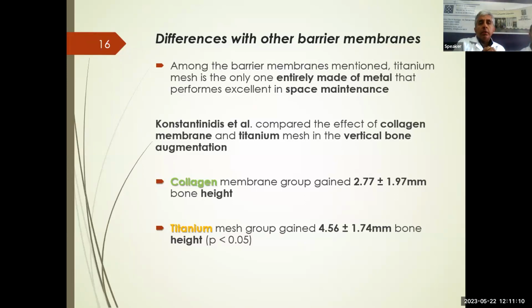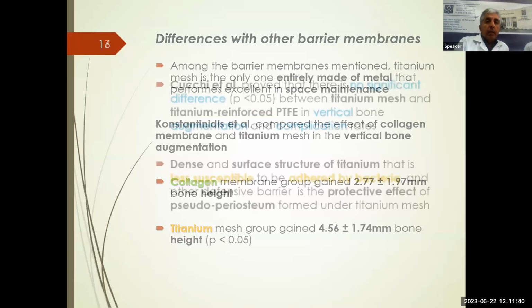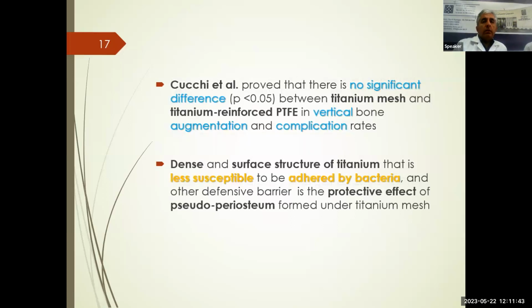Constantinides compared the effect of the collagen membrane and titanium for vertical bone augmentation. In the collagen group, they gained 2.7 millimeter in bone height, but in the titanium group they gained more bone height, almost 4.5 millimeter. It shows the preference for titanium mesh usage. In Gucci et al., they proved there is no significant difference between the titanium mesh and the titanium reinforced PTFE in vertical bone augmentation, and complications are very much the same.